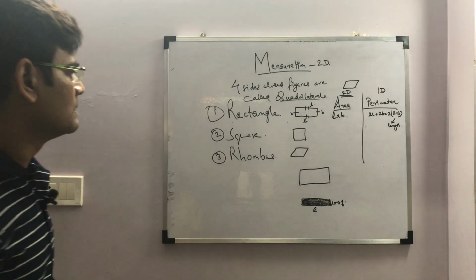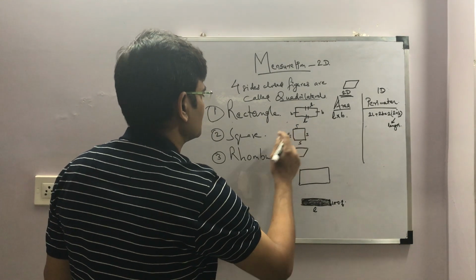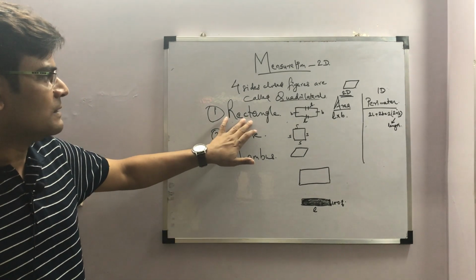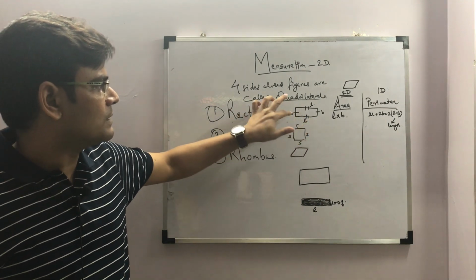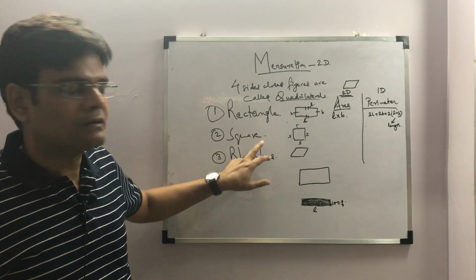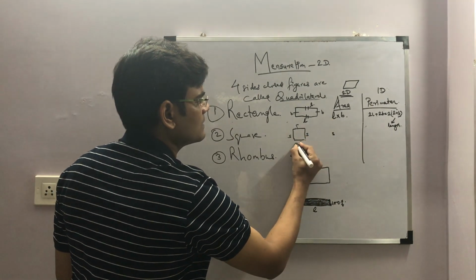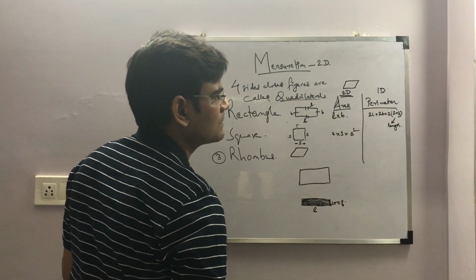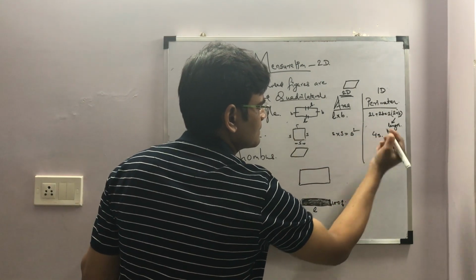Move on to square. Square has all sides equal. Very good. It is a special type of rectangle where adjacent sides are equal. Here L and B were not equal, but if they are equal, we can say it's a special type of rectangle which is known as square. So you take the same formula. L is S, length into S, that is S square. Perimeter, S plus S plus S plus S, 4S, 4 into side.